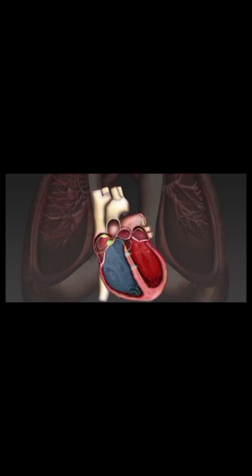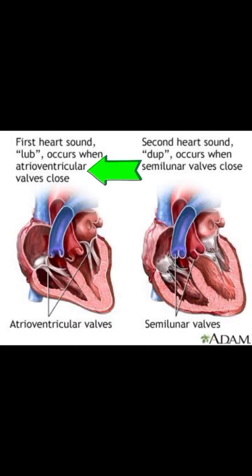The heartbeat sound. The familiar lub and dub sound of the heartbeat is caused by the closure of heart valves. Lub is the closure of the atrioventricular valves, that is the tricuspid and mitral valves, at the beginning of the ventricular contraction. Dub is the closure of the semilunar valves, the aortic and pulmonary, at the end of the ventricular contraction.